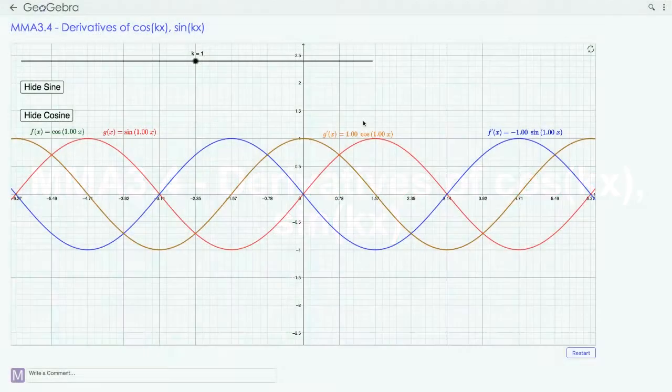Now we will look at a special instance of this. We will make compositions of the type cosine of some constant times x and sine of some constant times x. And clearly, sine is this function here, and cosine is this function here. Maybe we can try hiding them.